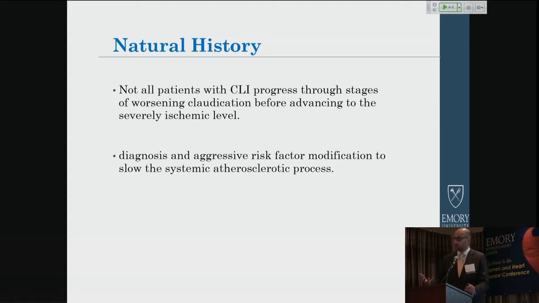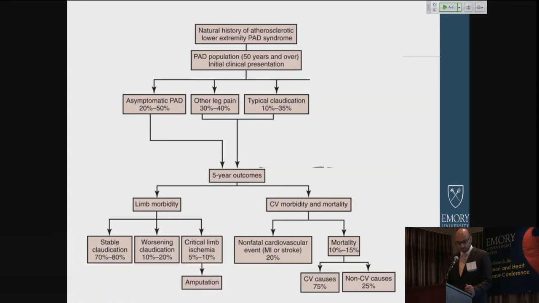Some of them will just present directly with chronic limb-threatening ischemia. Not all patients progress through all those stages. So it is important, regardless of what stage the patient is in, to emphasize early diagnosis, early detection, and aggressive risk factor modification with medical therapy.